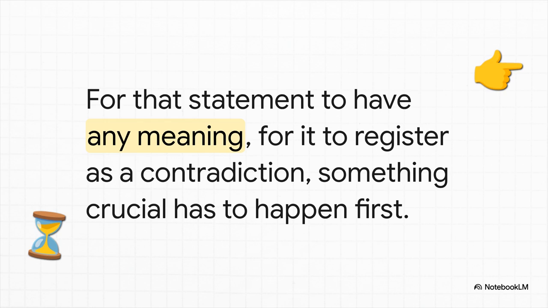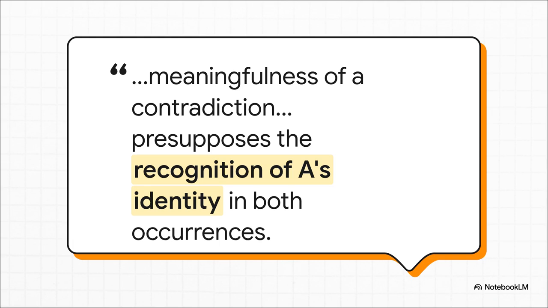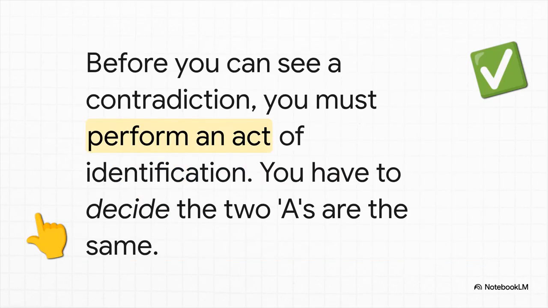But hold on. For that statement, A and not A, to even make sense, for your brain to even register it as a contradiction, something else has to happen first. And here's the kicker, straight from the source. The very meaningfulness of a contradiction actually presupposes that you've recognized the A in the first part is identical to the A in the second part. Let that just sink in for a moment. Before you can even identify a contradiction, you have to perform an act of identification. You have to decide that the A on the left is the same as the A on the right. That means that one of the most basic laws of logic is built on top of an active, constructive choice that you make.